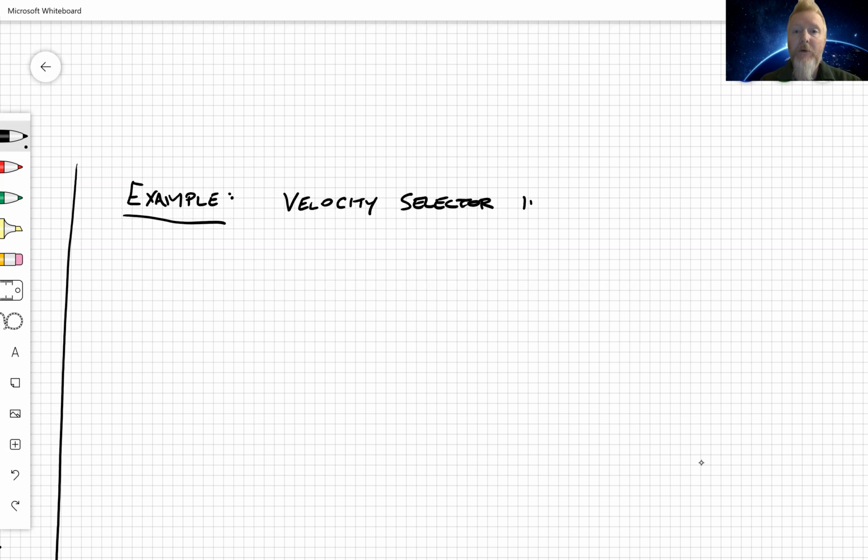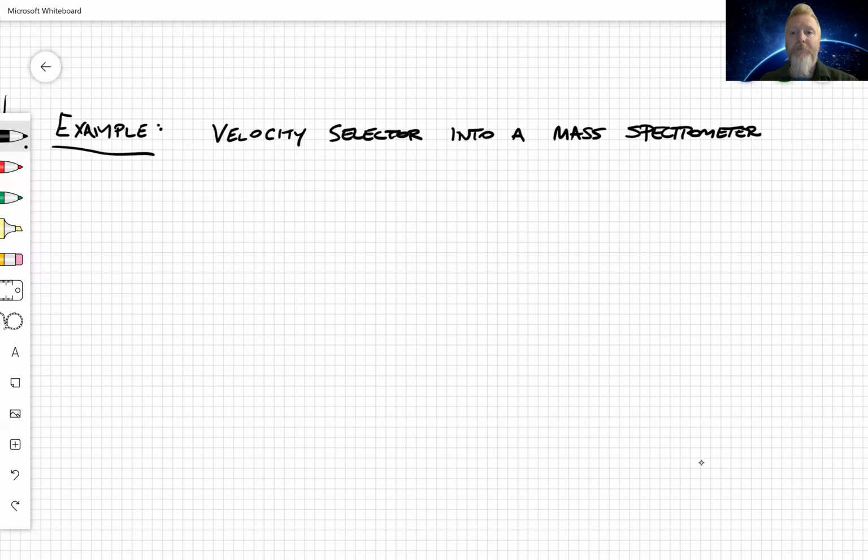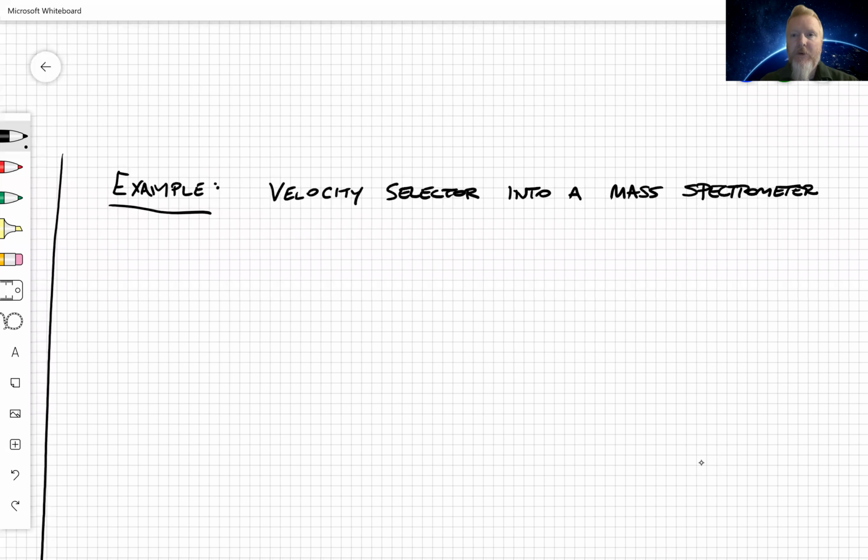Just like we did last time, we did the example of the mass spectrometer. So this is actually a really great addition to a mass spectrometer, because the velocity selector is able to control the speed that the charges are coming in.